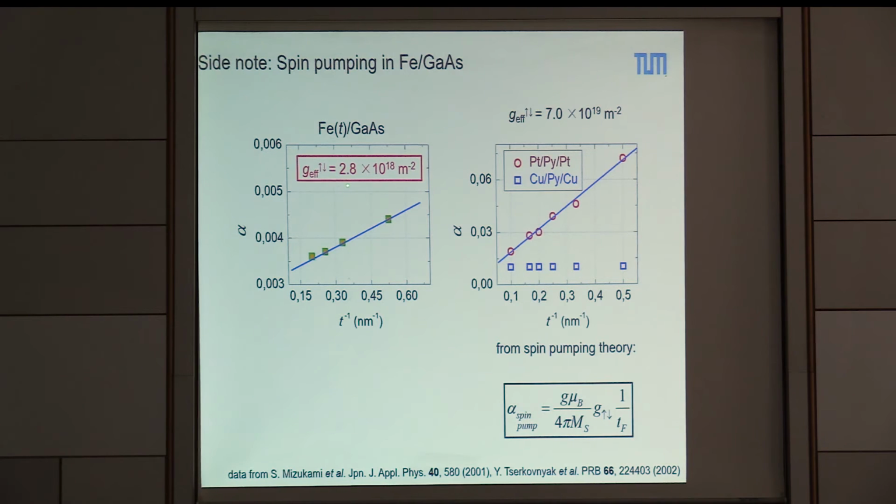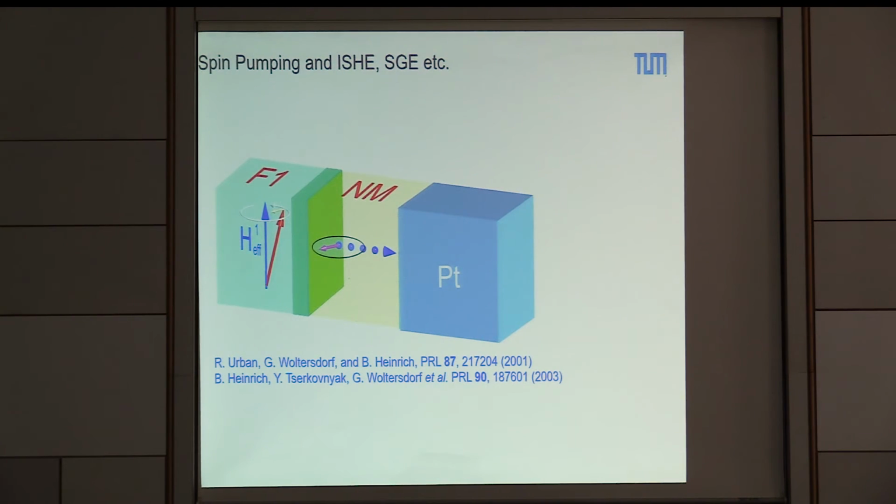Now we also get a dependence of alpha on thickness for this iron gallium arsenide thickness, and it's actually not so small. It's only an order of magnitude smaller maybe, which is actually surprising if you consider that the Fermi surface of gallium arsenide is not really matched to that of iron. All right, so spin pumping.